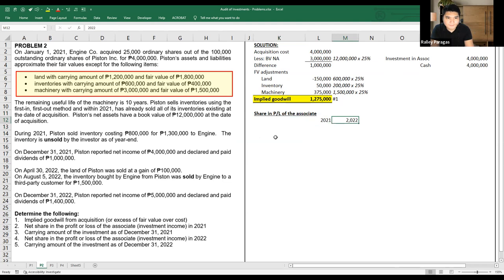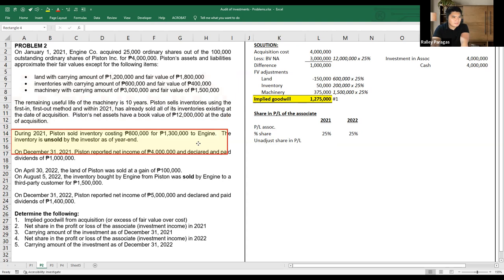So lagay muna natin yung profit and loss ng associate natin. And then lagay natin yung percentage share. So yung percentage share natin dyan, 25%. Di ba? Alam natin yan kanina. Okay, so 25% each year kasi hindi naman nagbago. Okay, and then makuha natin yung unadjusted share in P&L. Okay, so ilatag muna natin for 2021 muna.